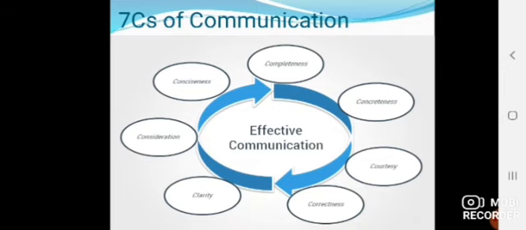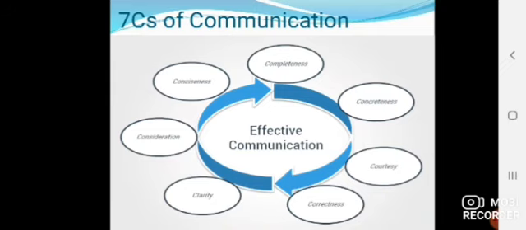Courtesy means the message should be legally and factfully true in order to make communication effective. And while speaking, it should be shared by showing respect to the audience or to the listener. The message should be transmitted with mutual love, respect, and humbleness to make the communication process effective. This is what courtesy means.